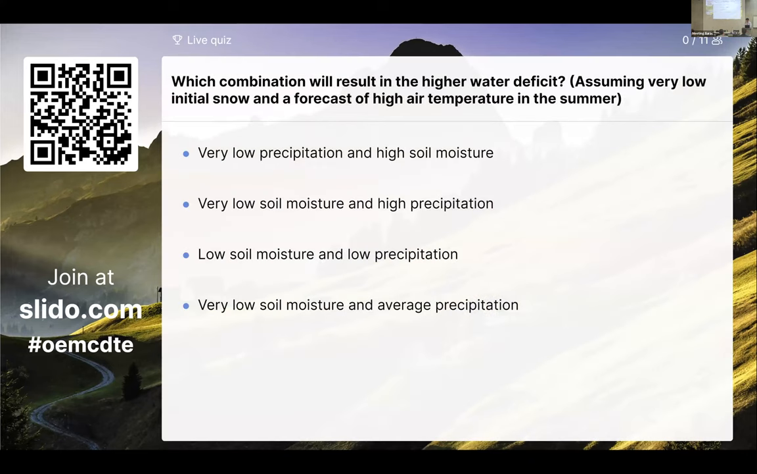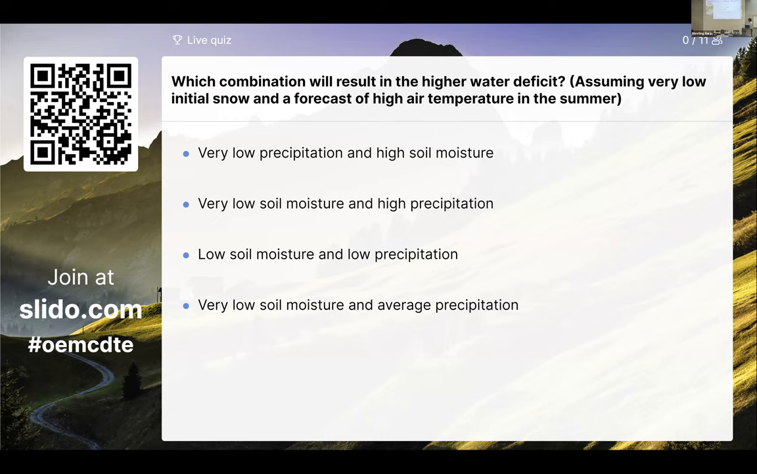And so the question here is to try to answer what is the rank of the different variables. Suppose we are at the beginning of the summertime, and you assume that we have very little initial snow, like this year, and we have high temperature, probably actually 25 degrees on the 5th of October, which is really very high. And so the question is, what is the worst condition?